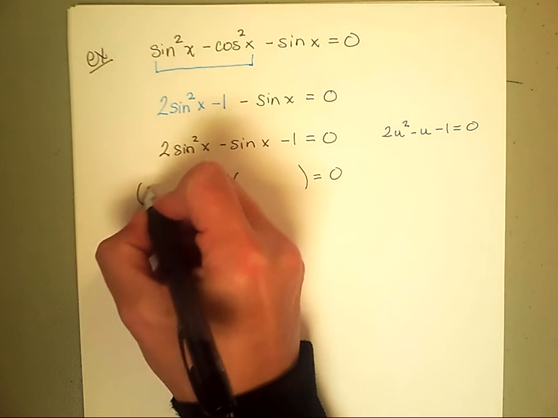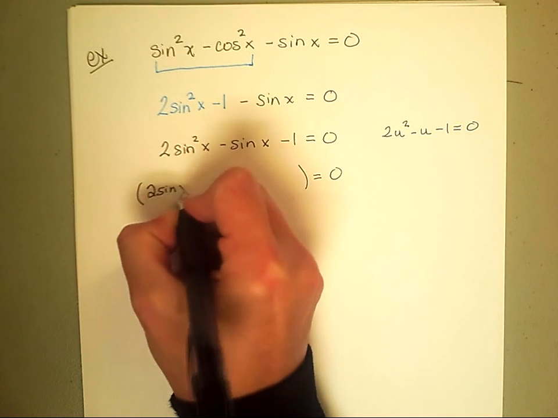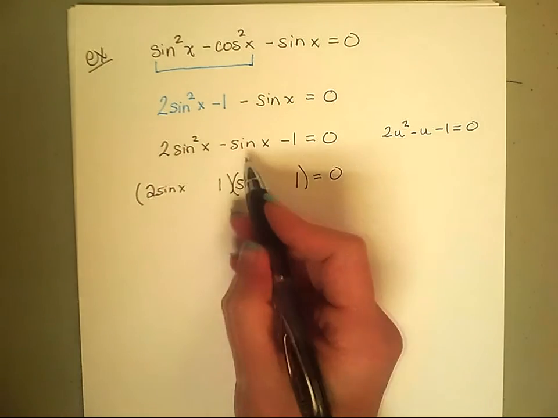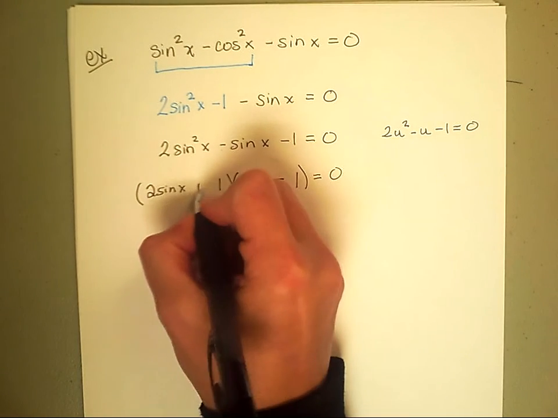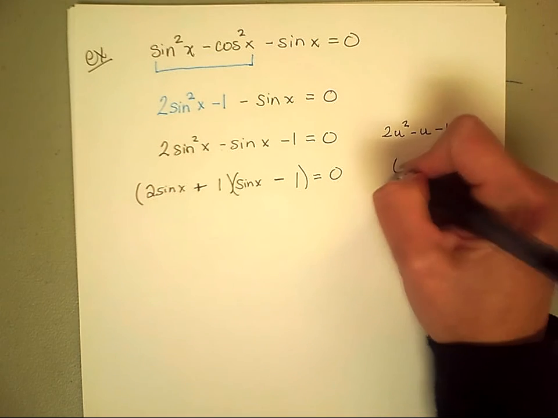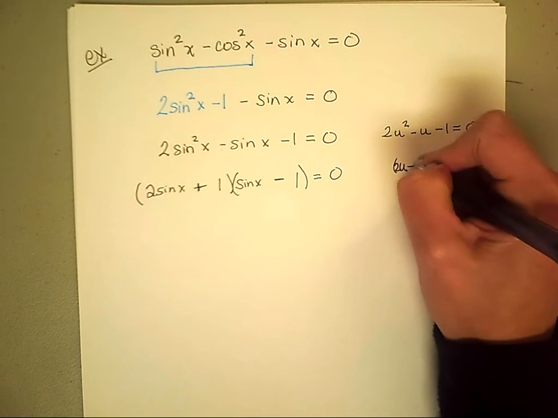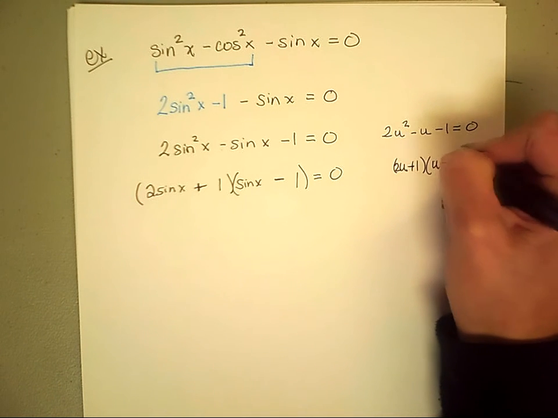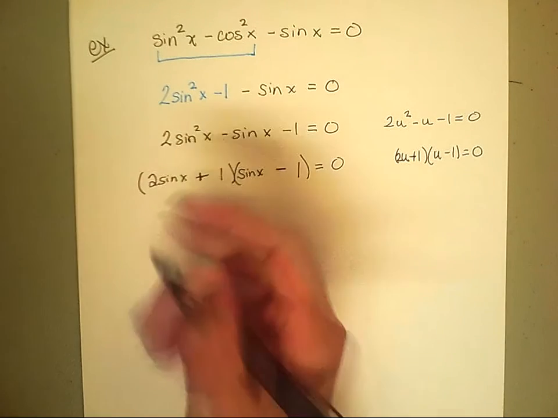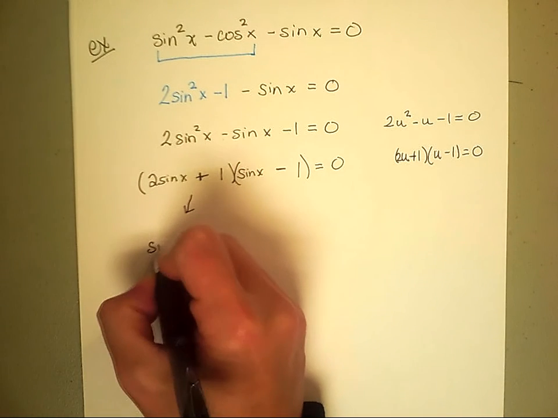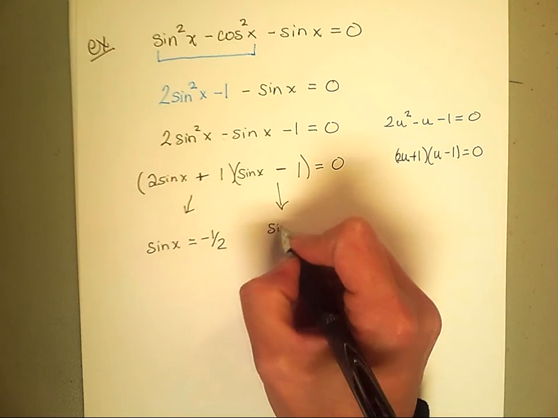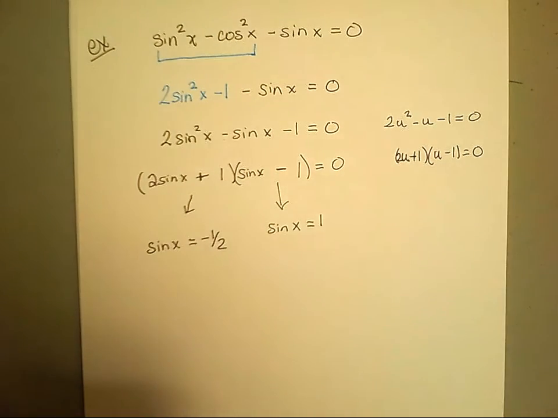So this is going to factor into 2 sine of x and a sine of x. I need a 1 and a 1. If this is going to be negative, I need a negative 2 here and a plus 1 there. Same thing would happen over here: 2u plus 1 and u minus 1 equals 0. Now from here I can split them apart. So from here we'll get that the sine of x is equal to negative 1/2. And from here we get that the sine of x is equal to 1.